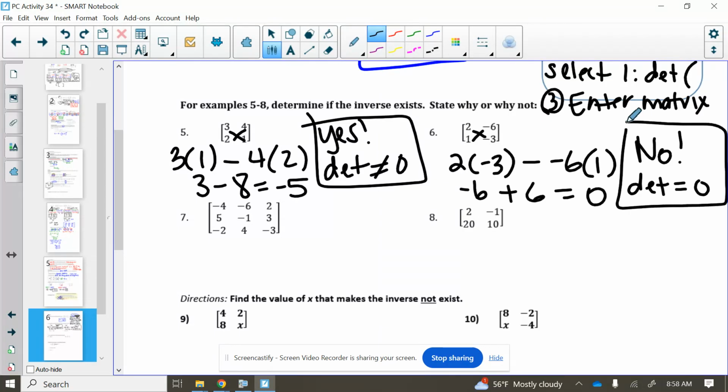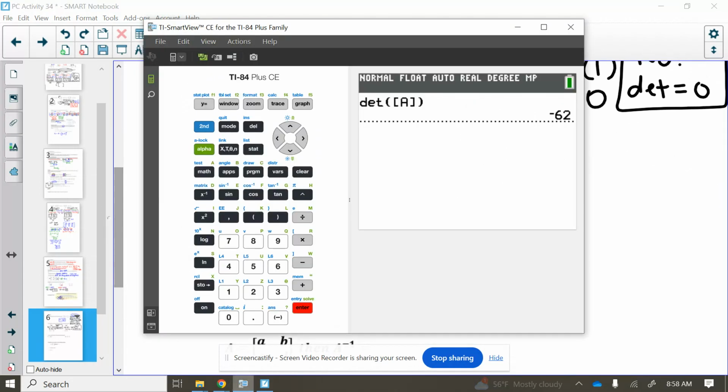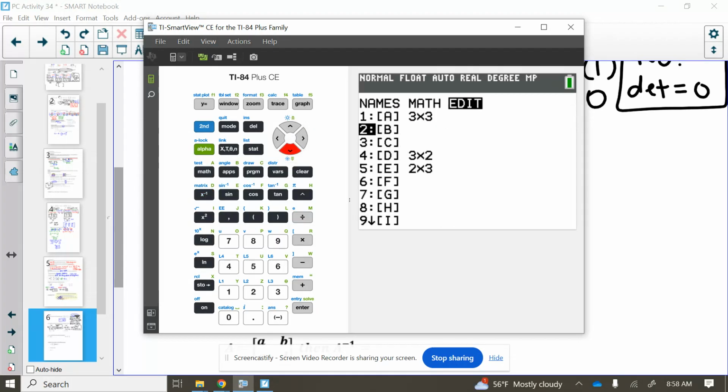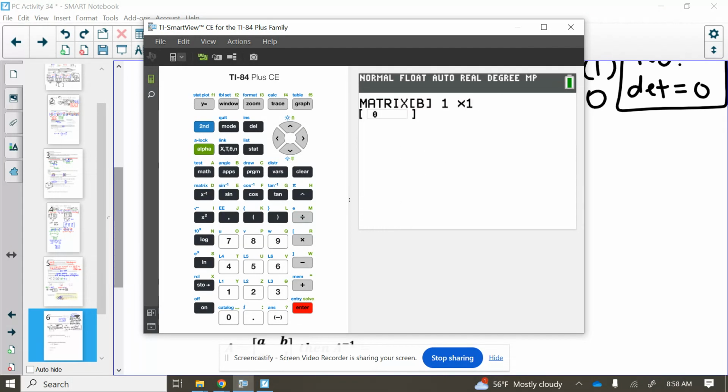On this next one, number 7, again, this is a good time to review typing in. I'm going to call this one matrix B, but we have another 3 by 3 matrix. This time, my entries are negative 4, negative 6, 2, then 5, negative 1, 3, and then negative 2, 4, negative 3.